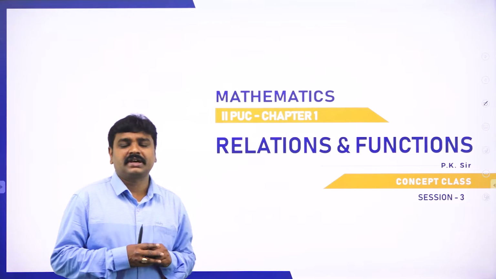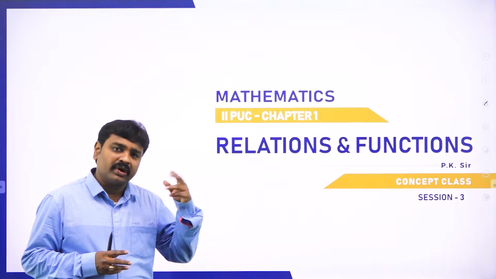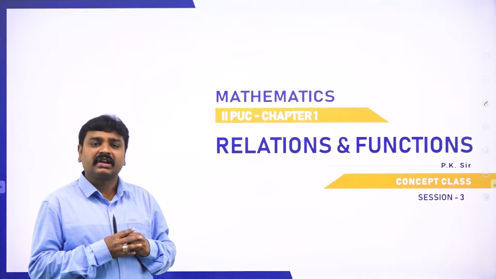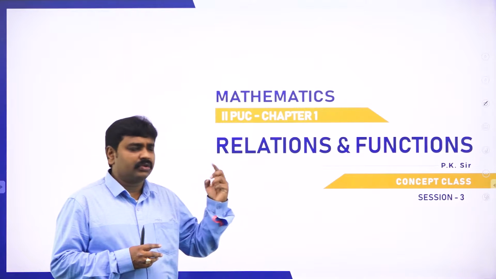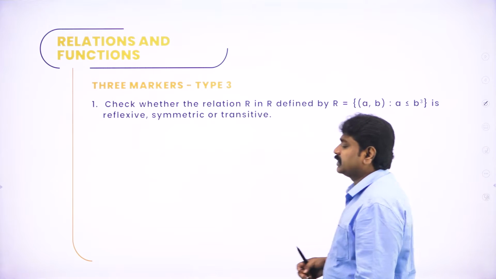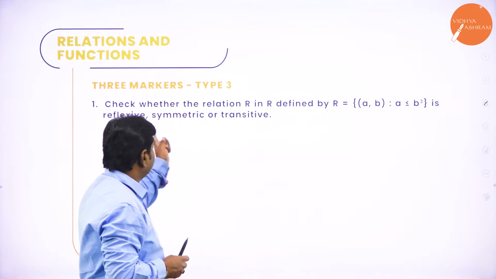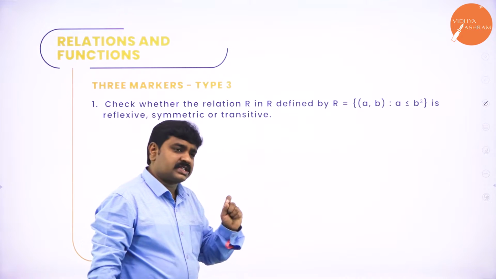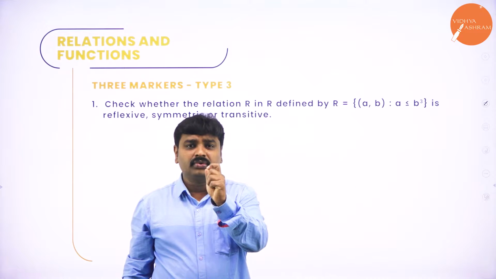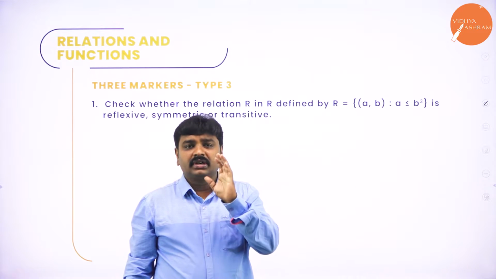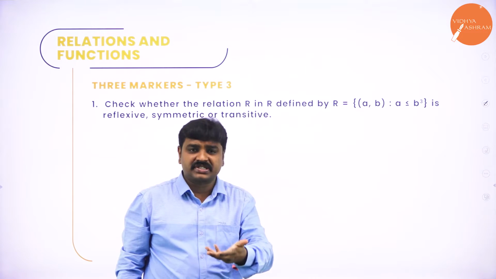In my last class, I taught you problems based on relations. In today's class, we'll go ahead with problems based on relations type 3. We have completed type 1 and type 2. Now we'll go ahead with type 3. See, in type 3, we have to check whether it is reflexive, symmetric and transitive. If it is not reflexive, not symmetric and not transitive, we have to give an example. Here my suggestion to you is remember the example so that the process becomes faster.